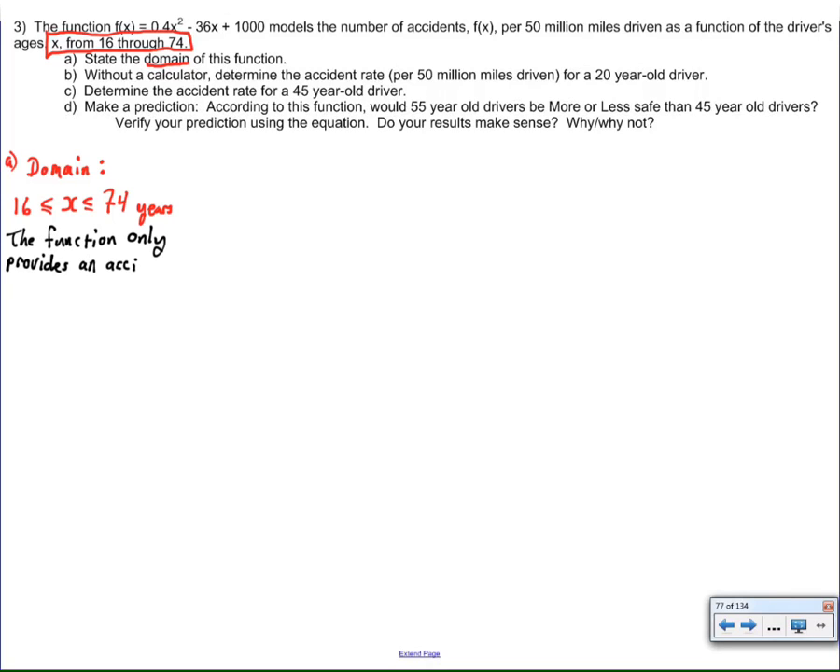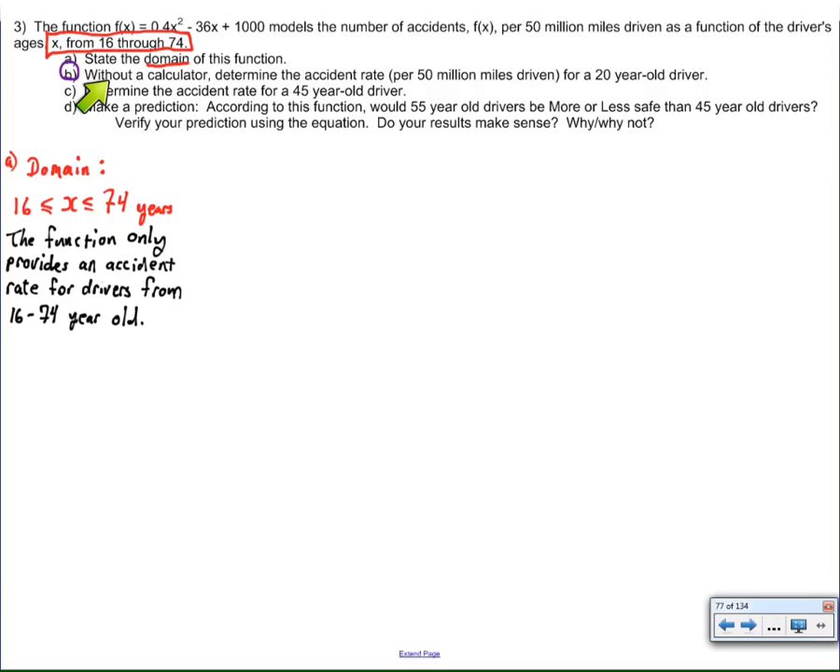Then I just leave a quick sentence. It doesn't have to be a paragraph, it doesn't have to be a long involved thing. All I have to do is write a sentence that says what I said in context and why it makes sense. What I said here is the function only provides an accident rate for drivers from 16 to 74 years old. So for drivers that drive illegally under the age of 16, this function doesn't qualify their situation. And for drivers older than the age of 74, this function doesn't give appropriate accident rates either. That's not to mean that 80-year-olds don't drive cars. It just means that this function stops being reasonable by the time we get to age 80. So that's the domain question.